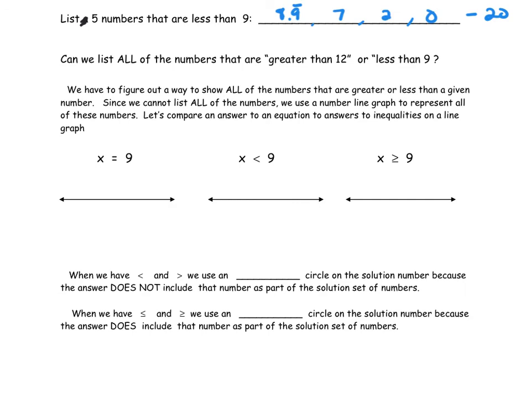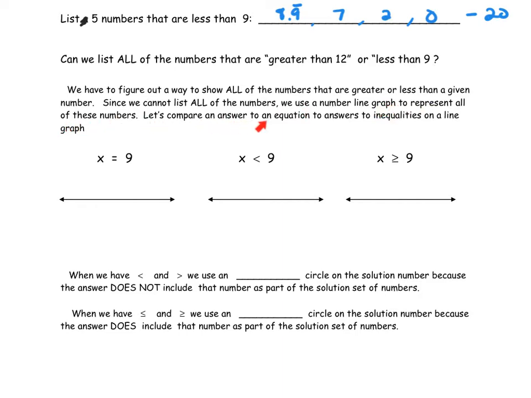And that brings us to this question. Can we list all of the numbers that are greater than 12 or less than 9? And we cannot, particularly in light of the fact that it includes not just the whole numbers or the integers, but includes the decimals. So with 9 repeating, we could use an infinite amount of numbers. So we have to figure out a way to show all of the numbers that are greater or less than a given number. Since we cannot list all of the numbers, we use a number line to represent these numbers.